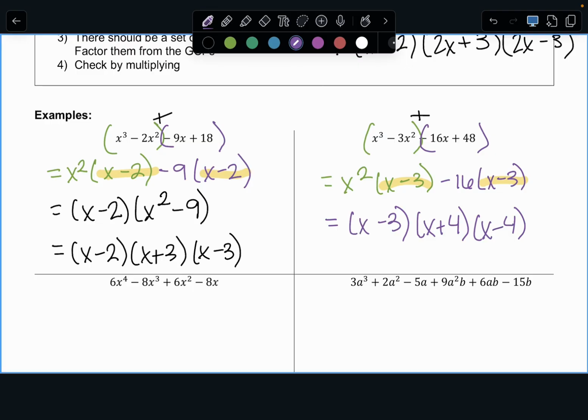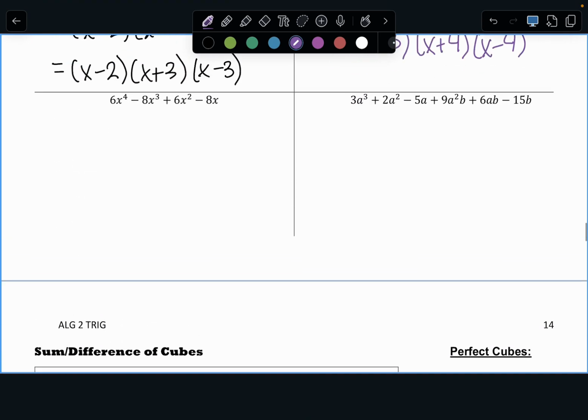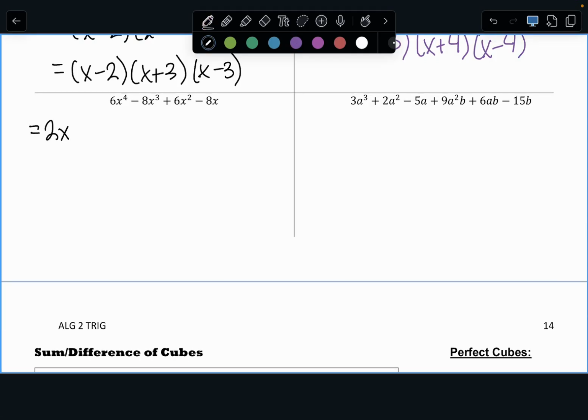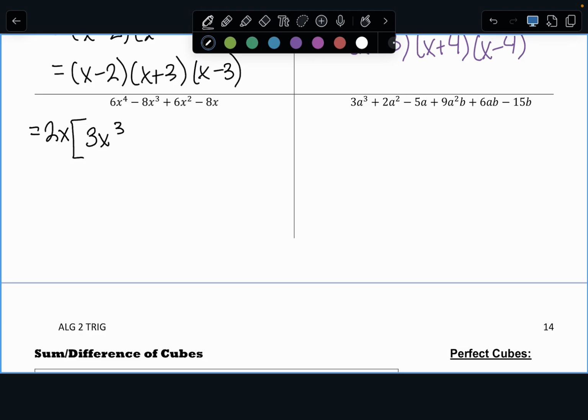Questions on that one? Okay, next one. Before we group, what's step 1? GCF. What's my GCF for this one? 2x. And again, just to keep my GCF separate, I'm going to use brackets instead of double parentheses, to show that it's clearly separate. And then what's left would be 3x cubed minus 4x squared plus 3x minus 4.